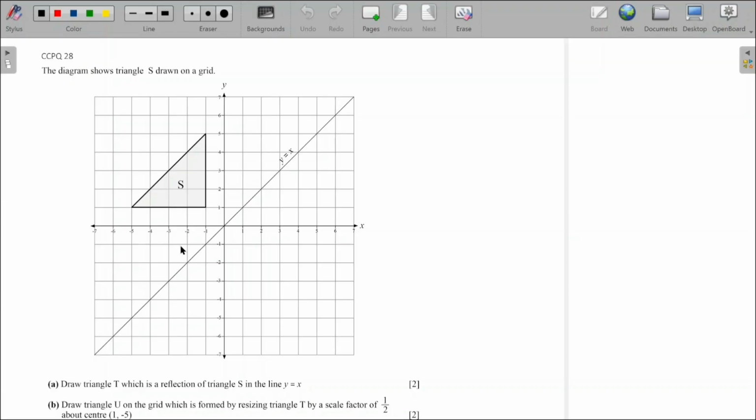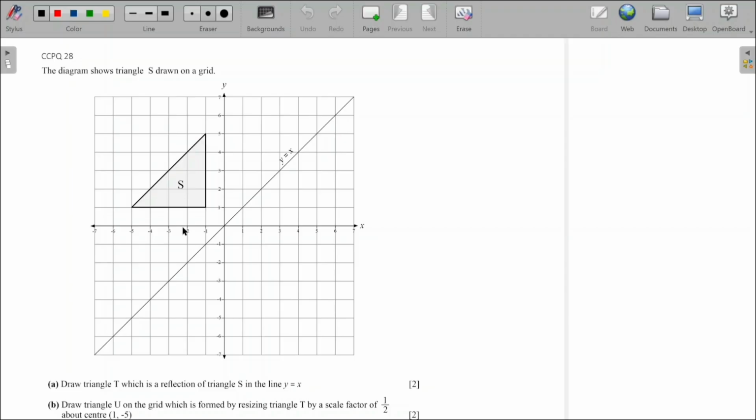So what we've been asked to do as regards the first question is to reflect triangle S along this line to form triangle T on the other side. And note that we've done a reflection question before, but the line of reflection wasn't slanted. So solving this question will be a bit different.